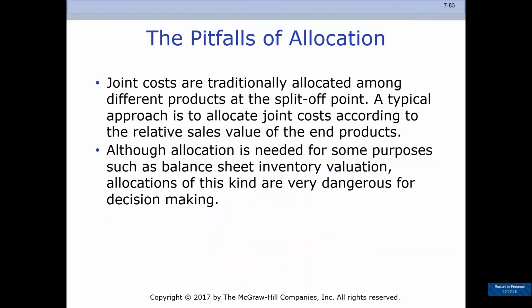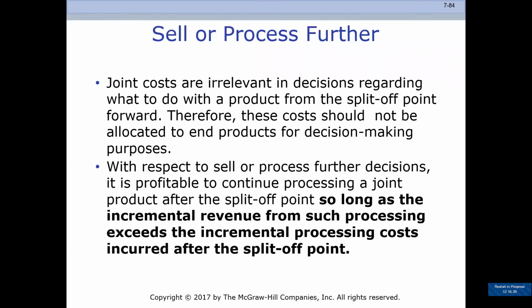Oh, the pitfalls of allocation. Again, sometimes if you allocate certain costs, if they're costs that you would have anyway, you maybe should not allocate them when you're trying to determine what to do with these materials that you could develop into something else. Joint costs are traditionally allocated among different products at the split-off point. The typical approach is to allocate joint costs according to the relative sales value of the end products. Although allocation is needed for some purposes, such as balance sheet inventory valuation, allocations of this kind are very dangerous for decision-making because, yeah, you're putting fixed costs somewhere, but they had nothing to do with the actual cost. If you allocate them, maybe you shouldn't allocate them sometimes.